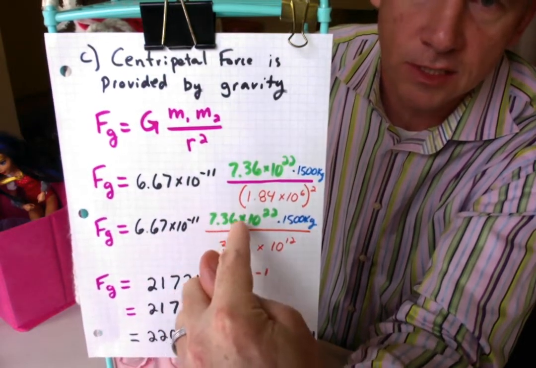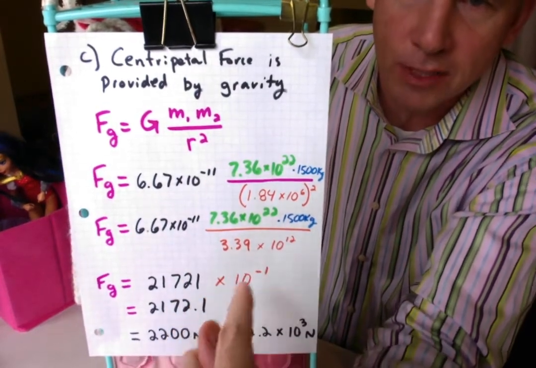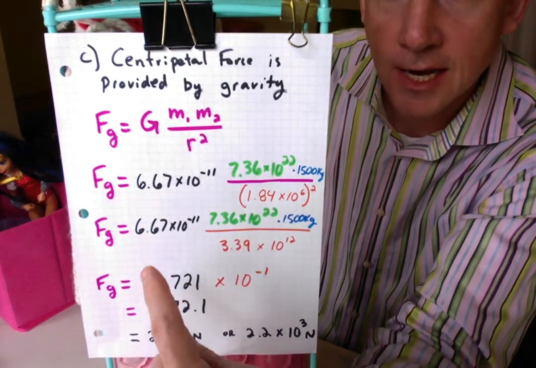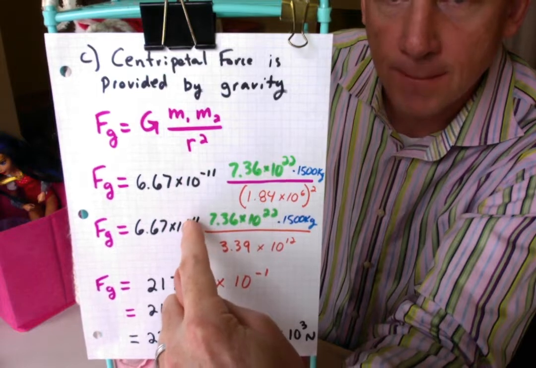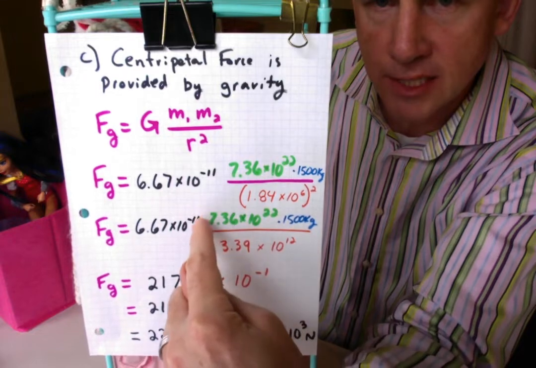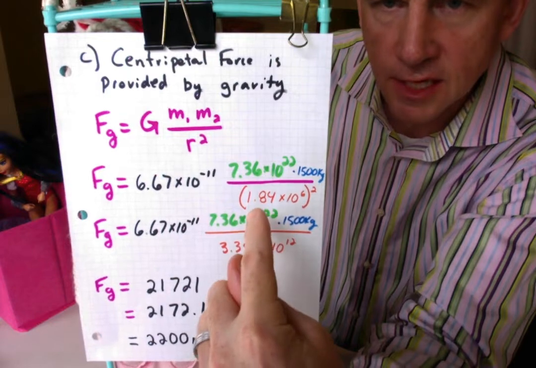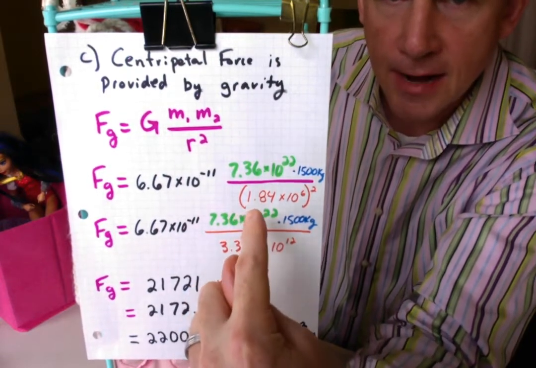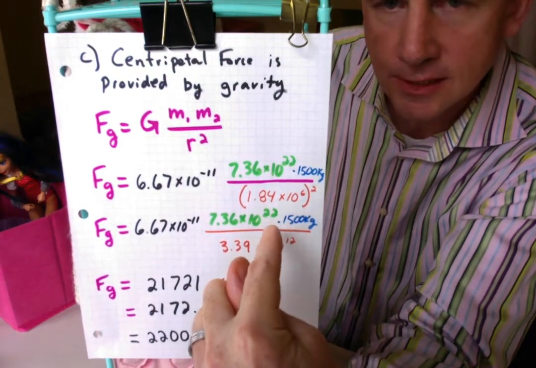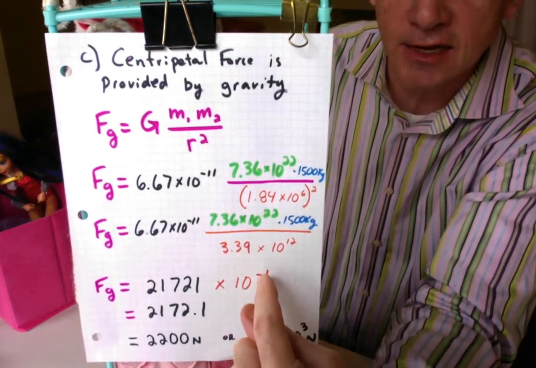6.67 times 7.36 times 1,500. Then press enter, then divide by 3.39. Then you get 21,721. Now we get the exponents. Like base exponents that are being multiplied, we just add those numbers. Negative 11 plus a positive 22 gives us a positive 11. Positive 11, and then we have a 12. When we divide them, we subtract. So this is sort of math review, algebra review. And we get a 10 to the negative 1.